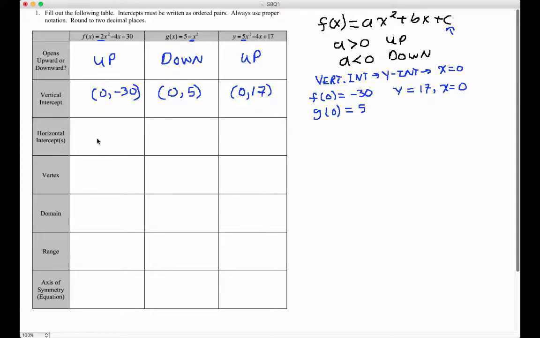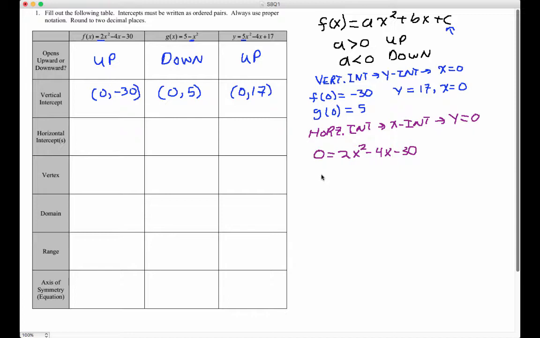Okay, horizontal intercepts. Horizontal intercepts are a little more difficult, because now if we're talking about a horizontal intercept, then that must have meant that, switch colors here to kind of break it up a little bit. If we're doing a horizontal intercept, then that means we're talking about an x-intercept, which must have meant that y was equal to 0. In other words, the functional value, the output value, was 0. So that means we need to solve the following equations. We need to solve 0 is equal to 2x squared minus 4x minus 30. That'll be the first one we need to solve, and then we'll have to do that with g and y respectively. So let's go ahead and start off with this one.